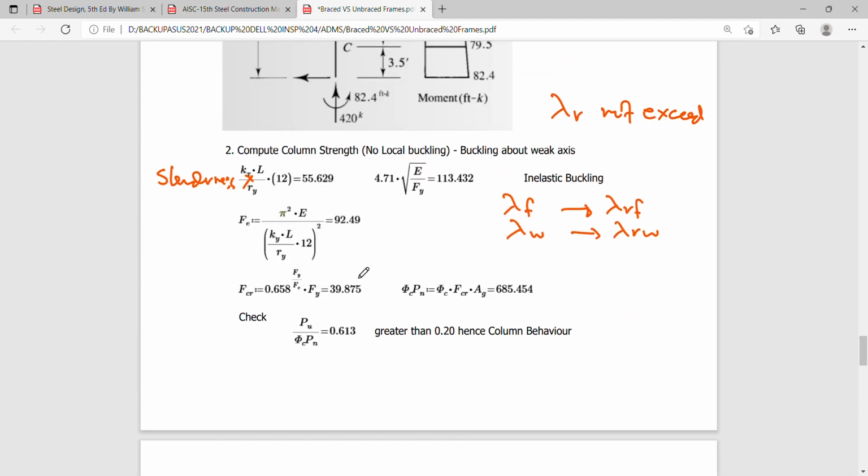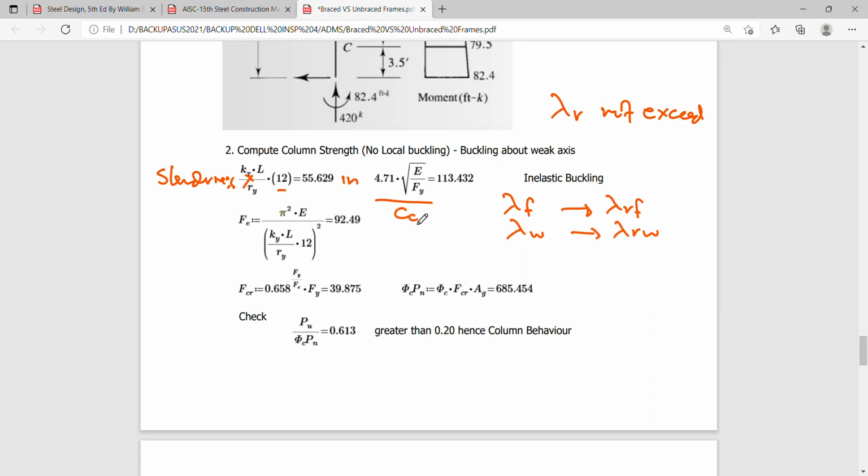So just take note of the error in the subscript there. This is Ky all over ry, L. I multiplied by 12 to convert it into inches. Okay? And then compare it with your Cc requirement.